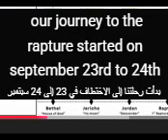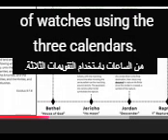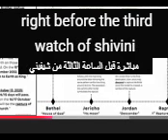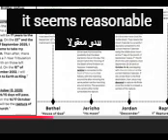Those words signified the start of the process or journey leading to the deliverance of the Israelites. Similarly, our journey to the rapture started on September 23rd to 24th, with God leading us through three destinations of watches using the three calendars. So then, how are we to understand the second message Jesus gave to Joshua? First, Jesus says that the 14th and 15th days will pass. Since the message was given on the night of October 13th, right before the third watch of Shemini Atzeret on October 14th to 15th, it seems reasonable to infer that Jesus meant that the third watch over the next 2 days would pass.